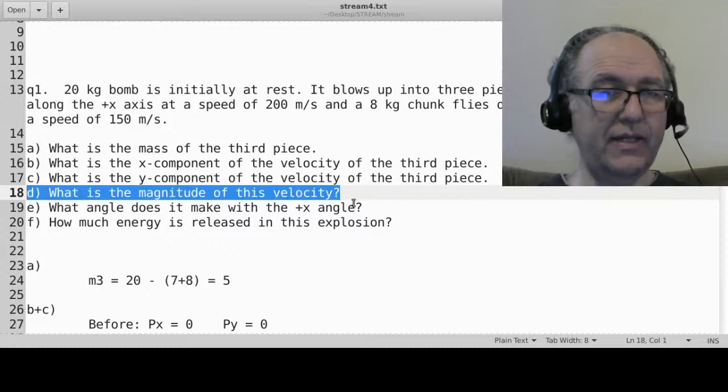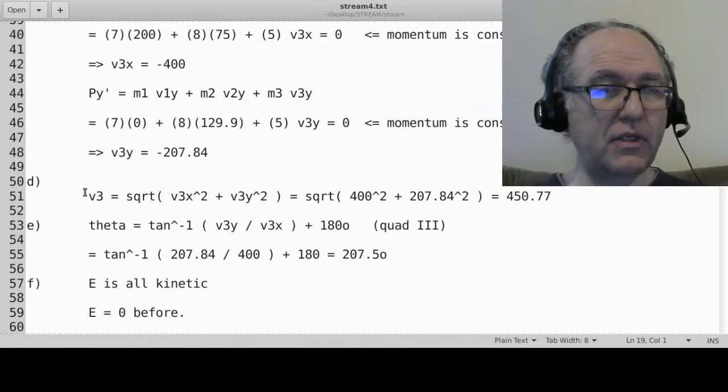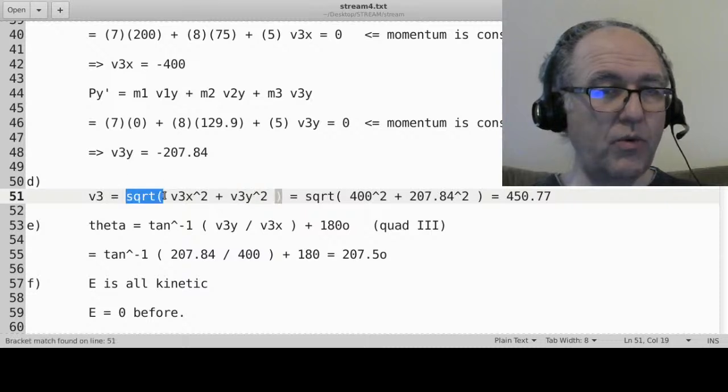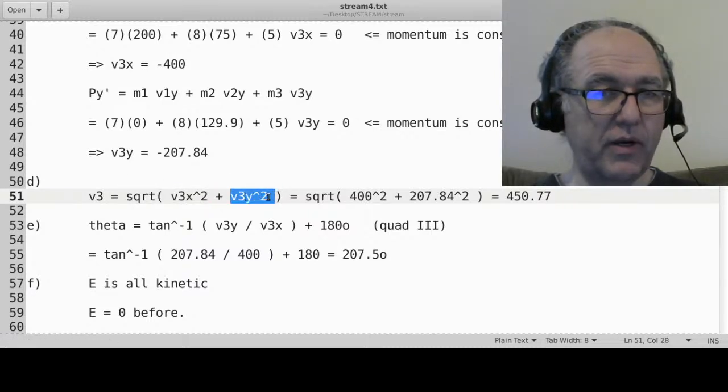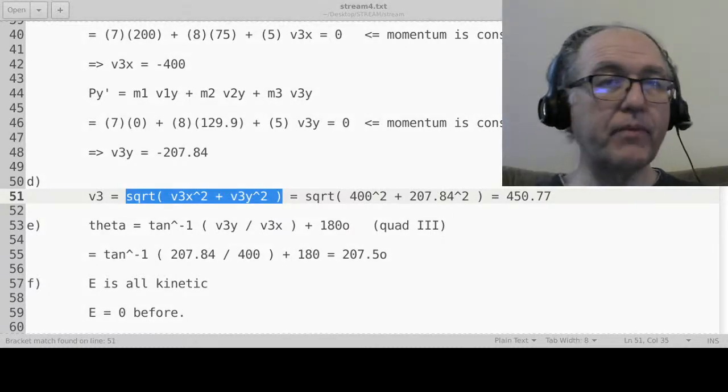Okay, so the magnitude and the angle. All right, and you remember, how do you get that? The magnitude, so v3 is made up of v3x and v3y, like that. And the magnitude is the square root of the x component squared plus the y component squared. And then you take the square root of the whole thing. So it's basically the Pythagorean theorem.